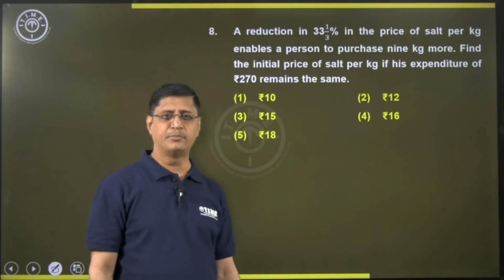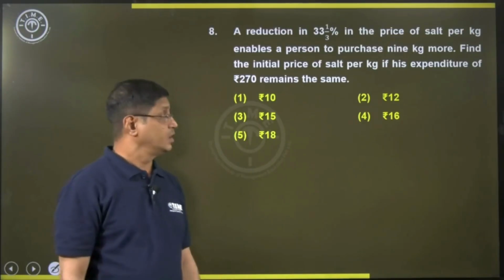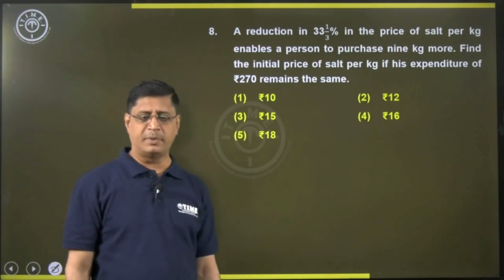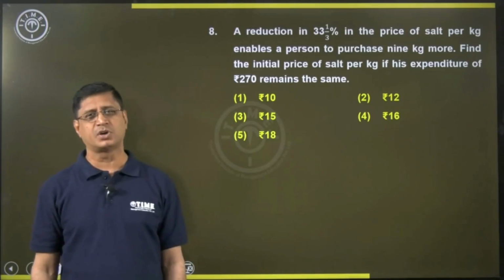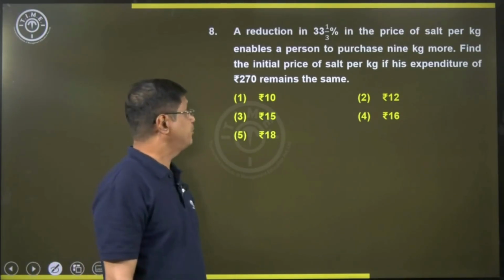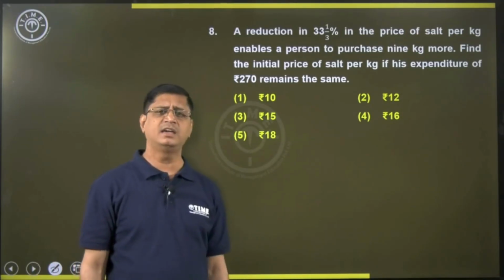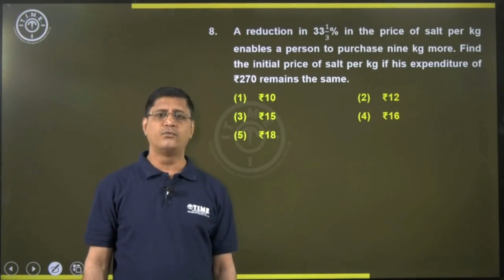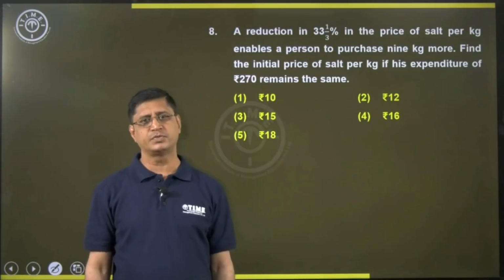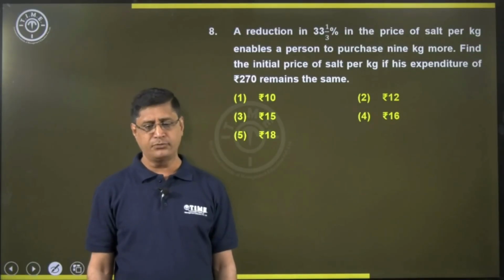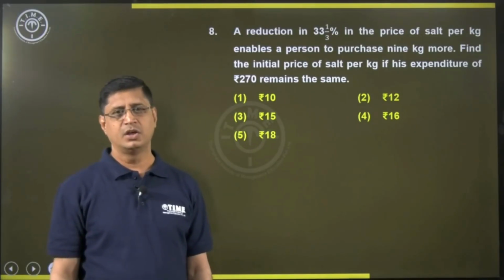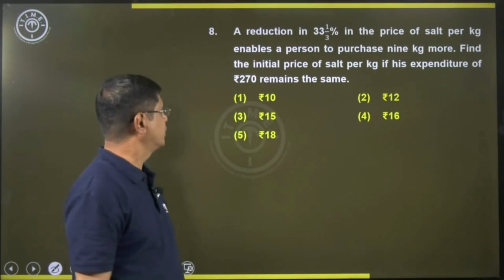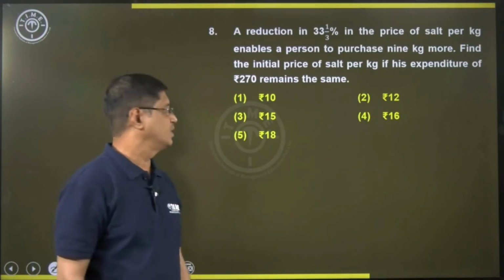Now, look at the next example on your screen. A reduction of 33.13% in the price of salt per kg enables a person to purchase 9 kgs more. Find the initial price of salt per kg if his expenditure of rupees 270 remains the same.